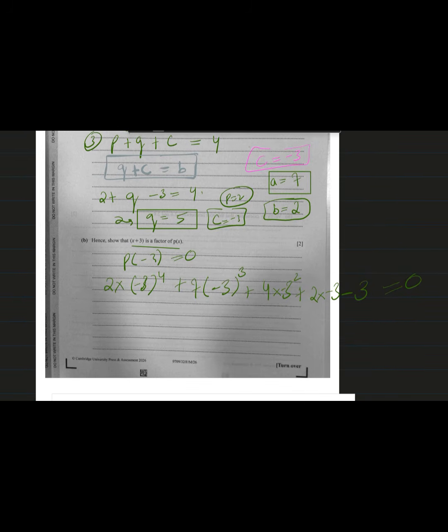minus 3 squared plus 2 into minus 3 should be equal to 0, and then we'll show this side to be equal to 0. 3 power 4 into 2 plus 7 into minus 3 power 3 plus 4 into 9 plus 2 into minus 3, which will be minus 6 minus 3. So it will be equal to 0. Then 0 is equal to 0, it is shown. That's the way to solve this question.